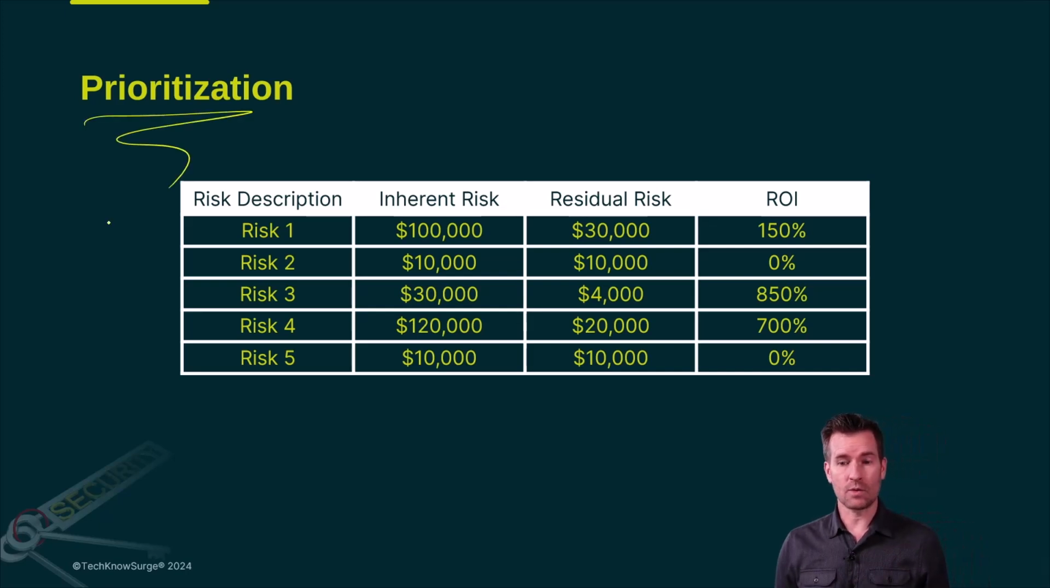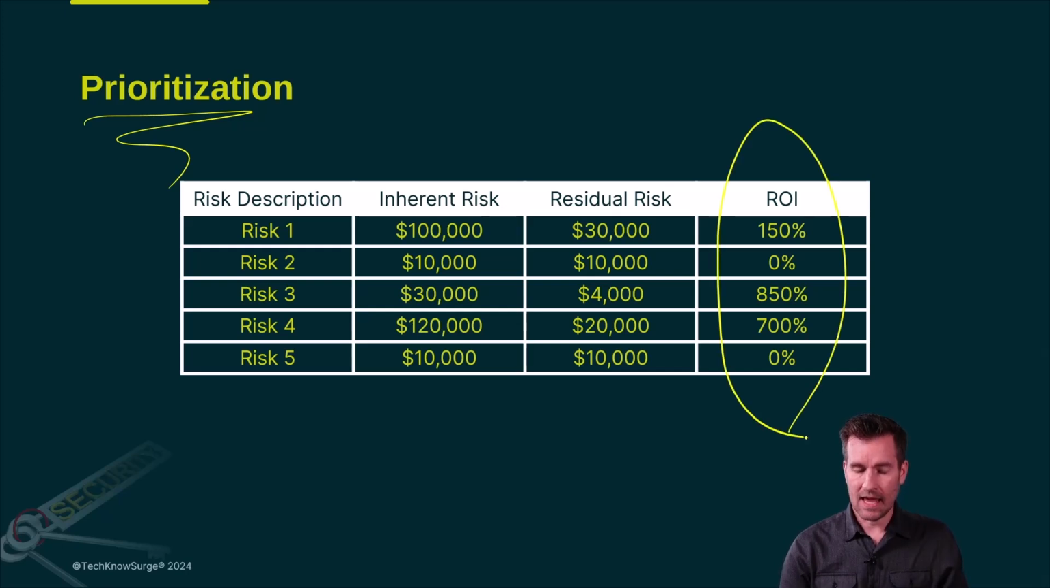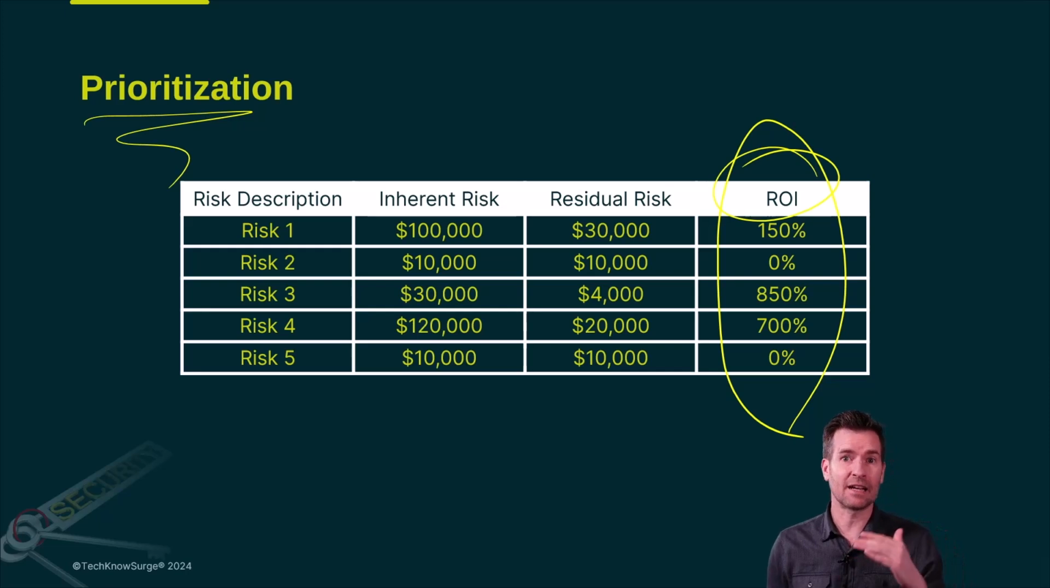Now, one way we could do that is return on investment. In my opinion, this is the single best way of prioritizing all your work. It should be your default. Although there are other reasons to go outside of this and prioritize based off of other needs or other situations.